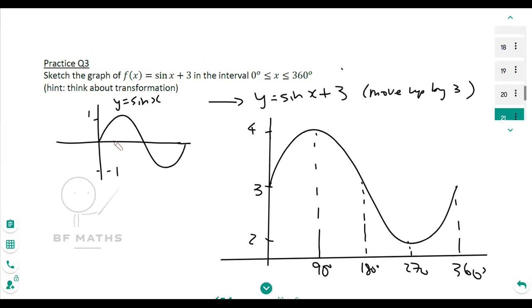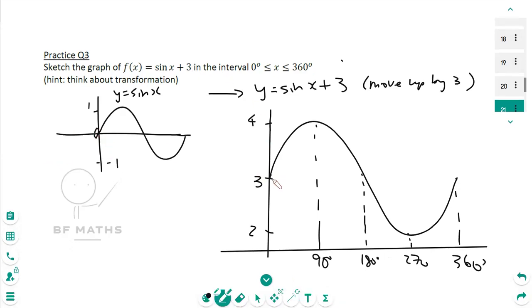Here's the answer. So that's the original sine x graph. We move up the graph by 3. Hopefully you remember when you have plus 3 on the outside means you move up by 3. The 0 here, that was the original, moves up by 3, becomes 3. It looks like a roller coaster ride. So that's how you can also use modeling in sine x for modeling a roller coaster. Okay, right. Yeah, that's all for 9.5.